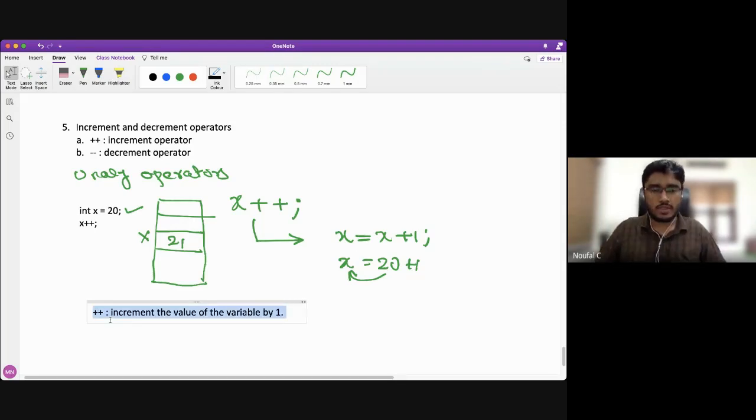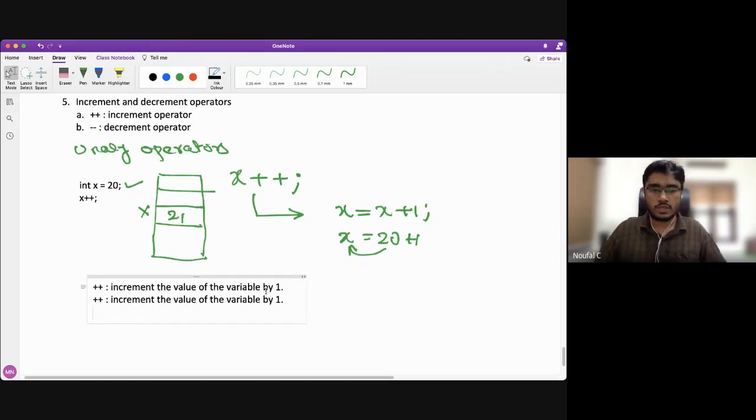By 1, not by 2. Plus plus will not increment the variable by 2, so you can use it only when you have a requirement of incrementing a variable by 1. We will use this operator very extensively, so it is not something which is rarely used. Minus minus will decrement the value of the variable by 1. So that is the idea of the increment and decrement operator.